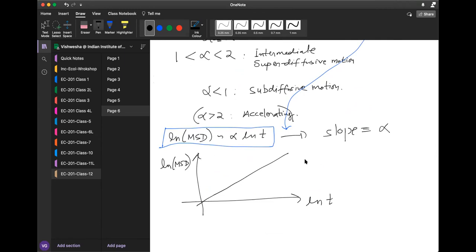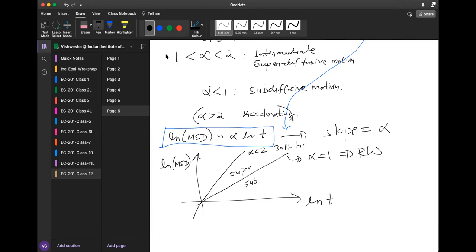Okay, if alpha is equal to 1, it implies a random walk, right? If we have alpha equal to 2, it's ballistic. And then you have subdiffusive and diffusive, right? This entire region will be superdiffusive, and this will be subdiffusive.